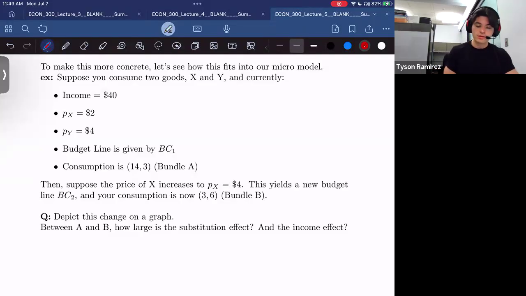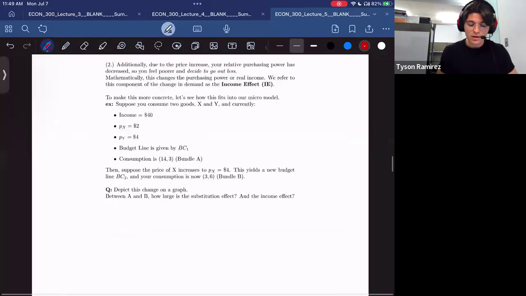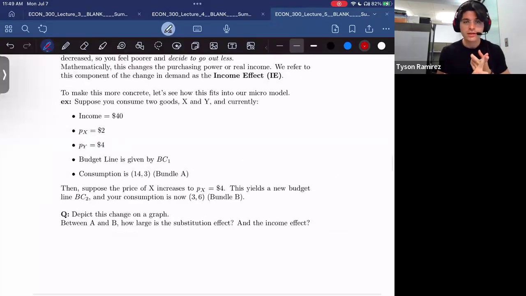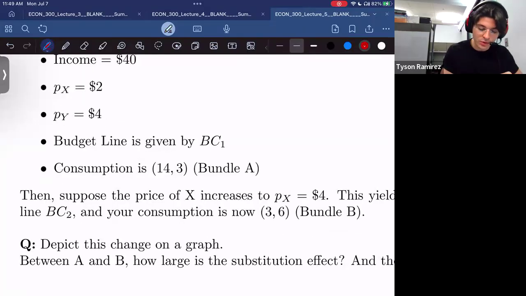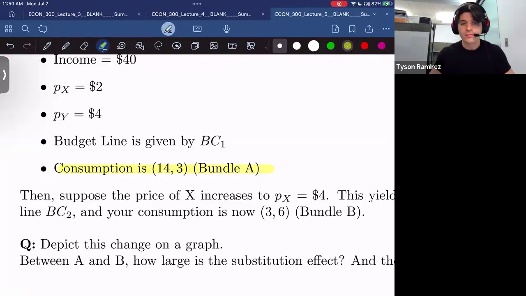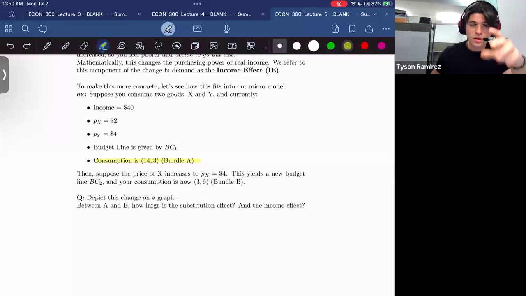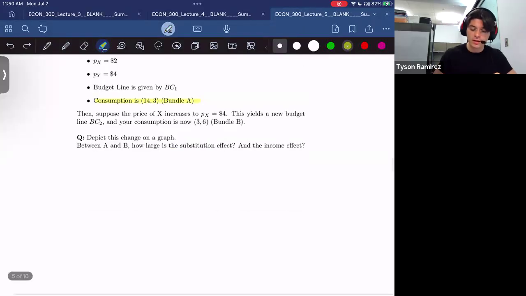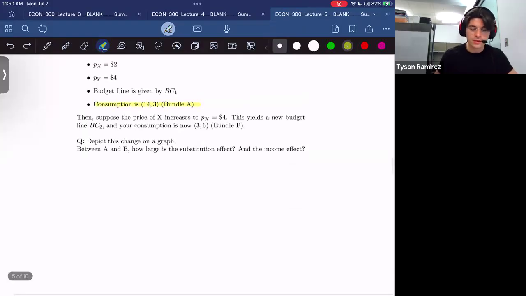What I want us to do is draw a budget line for this. And suppose I'm going to just tell you that the optimal consumption bundle at this point is 14, comma 3, and label this as point A, bundle A. So let's draw this scenario. You could draw it in the margin right here, but I've actually given us a graph on the next page.